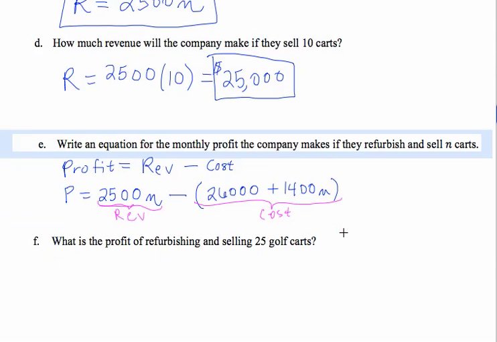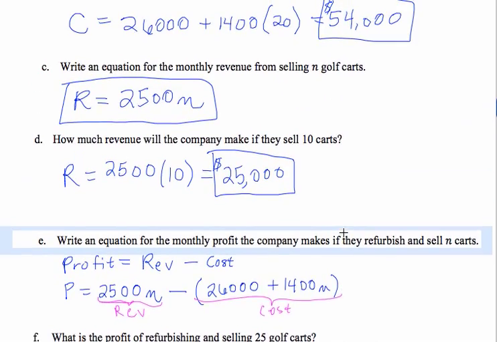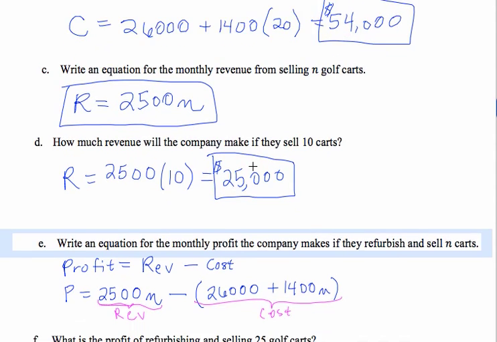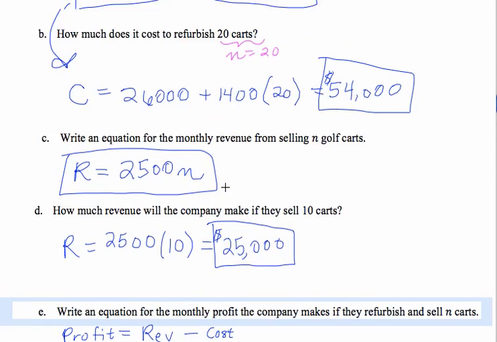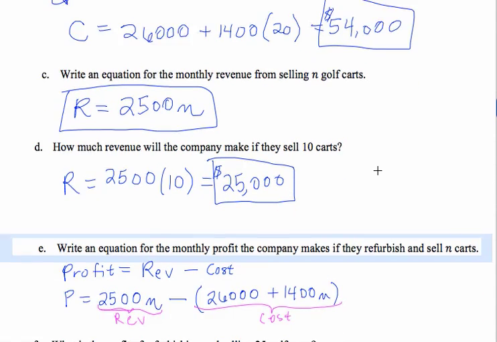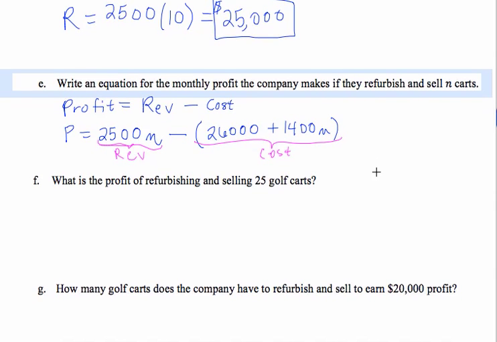Okay, so let's just plug in a number and see where we're at. We know if we only sell 20, we have not hit the break-even point because we haven't sold enough carts to cover the cost. The cost of producing 20 carts is $54,000. The revenue from selling, oh no, that was 10. Oh, I'm comparing apples and oranges. I hope y'all noticed that sooner. This one I plugged in 20. For this one I plugged in 10. So you can't even compare those numbers. It doesn't even make sense. So forget what I was saying there.